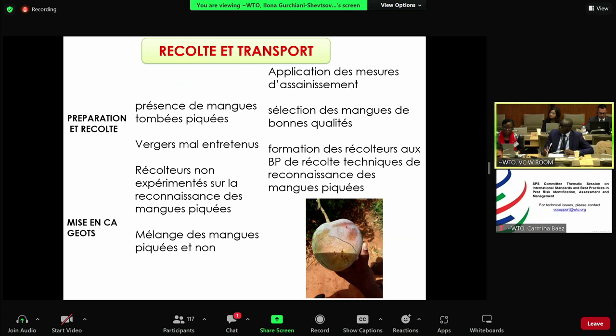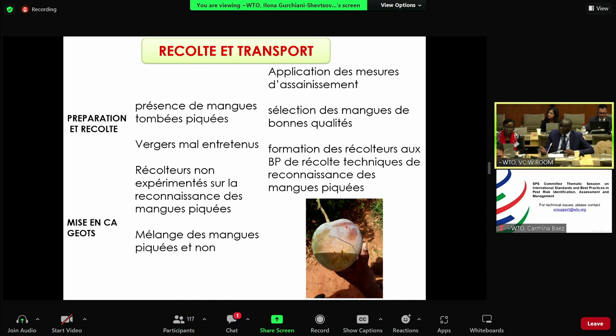Préparation de la récolte déjà. Présence de mangues tombées, piquées, vergers mal entretenus. Tout ça, il y a des mesures de gestion. C'est l'assainissement du verger, la sélection des mangues de bonne qualité. Ça, il faut bien sélectionner. Les mangues piquées doivent être écartées.